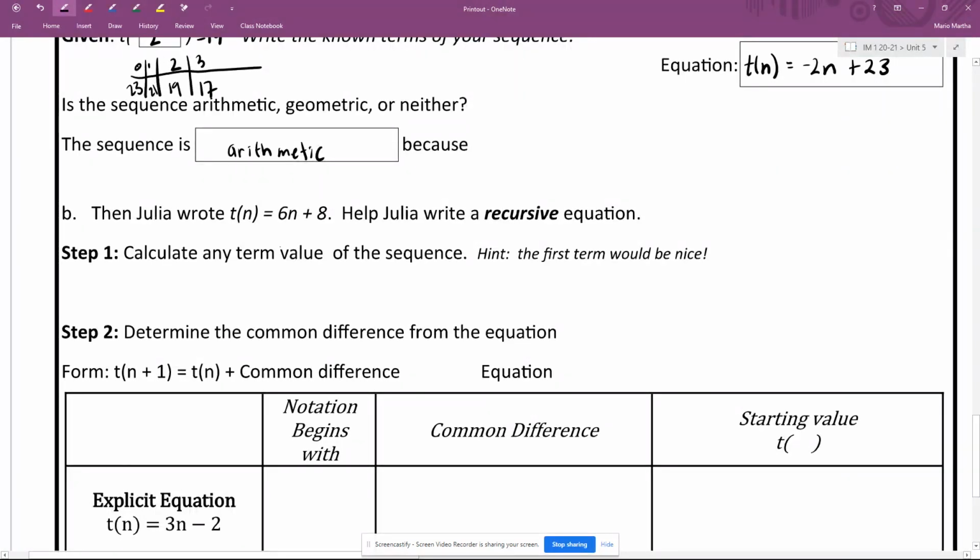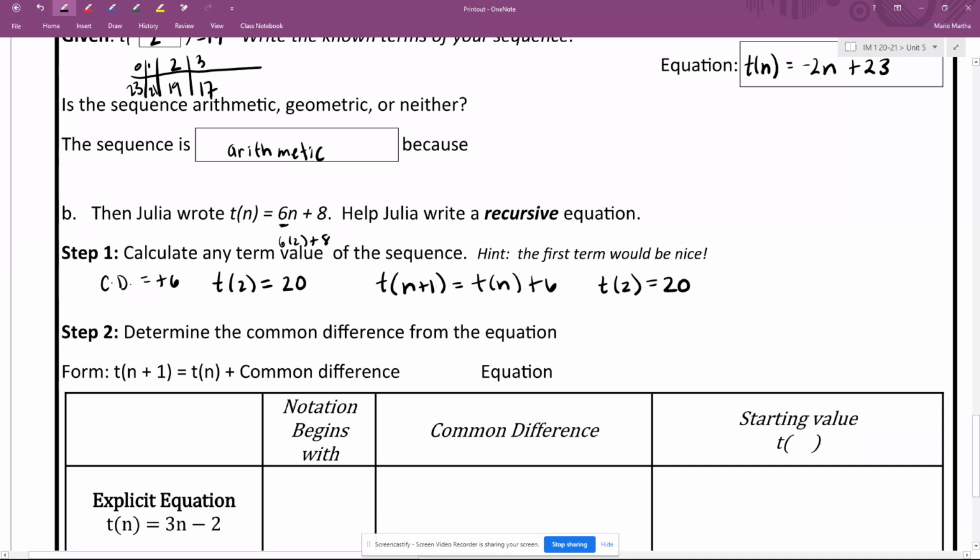So again, look for the things that you already know. Our common difference would be like our slope. So the common difference is this positive 6. And then we need to figure out at least one term in the sequence. Let's say we want to find t of 2. So we just substitute 6 times 2 plus 8. That'll give us 12 plus 8, which is positive 20. So this would be t of n plus 1 equals t of n plus 6. That's our common difference. And then our given term is t of 2 equals positive 20.